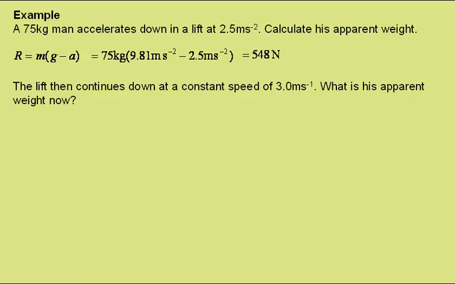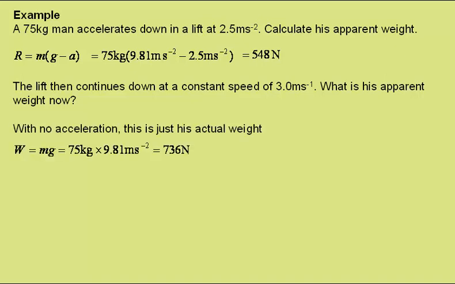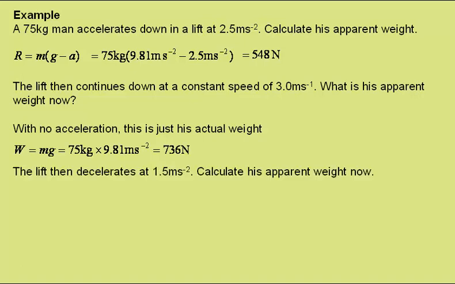The lift then continues down at a constant speed of 3 meters per second. What is his apparent weight now? Well, with no acceleration, this is just his actual weight, which is given by mass times gravitational field strength, a value of 736 newtons. The lift then decelerates at 1.5 meters per second squared. Calculate his apparent weight now. Well, for this we need reaction force, or apparent weight, equals m(g plus a), and putting in the figures gives him an apparent weight of 848 newtons.